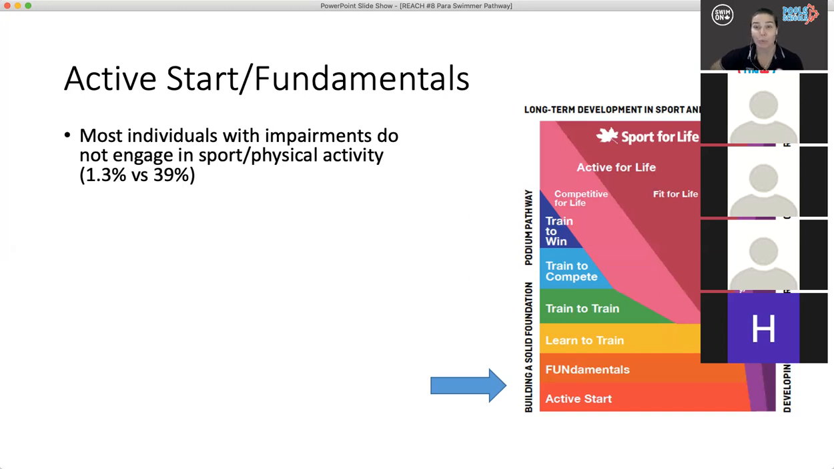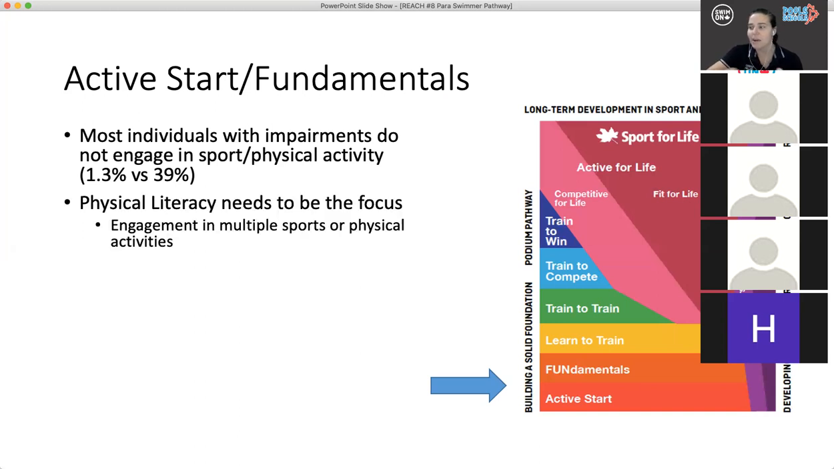So this is why it is so important, this awareness and this active start stage where we're getting people out and getting them active. And then the other piece that really runs through this is physical literacy needs to be the focus. With parasport, what we know tends to happen is that individuals start one sport and that's where they stay. For a number of reasons, it can be because they're unaware of other opportunities. It can be because of lack of funding, lack of transportation, lack of volunteers.